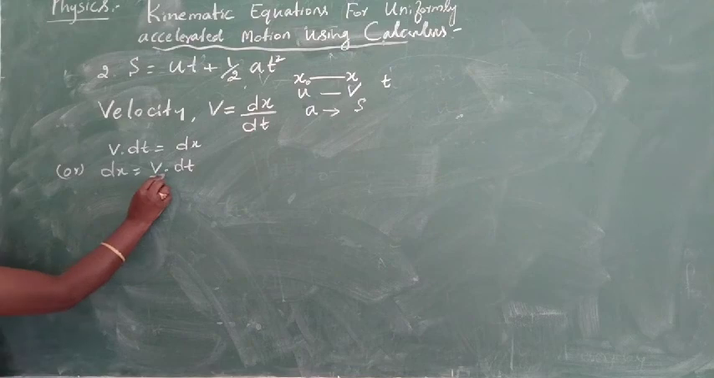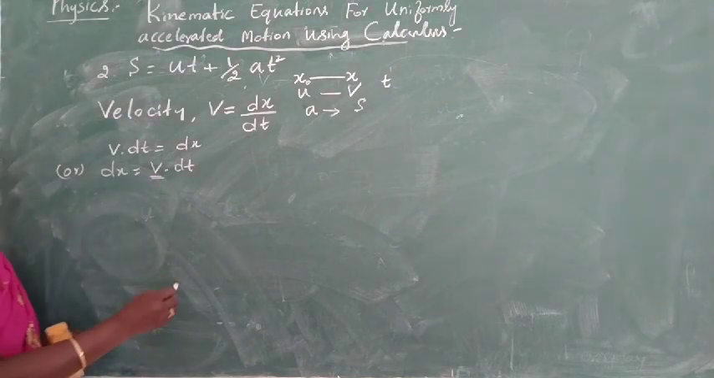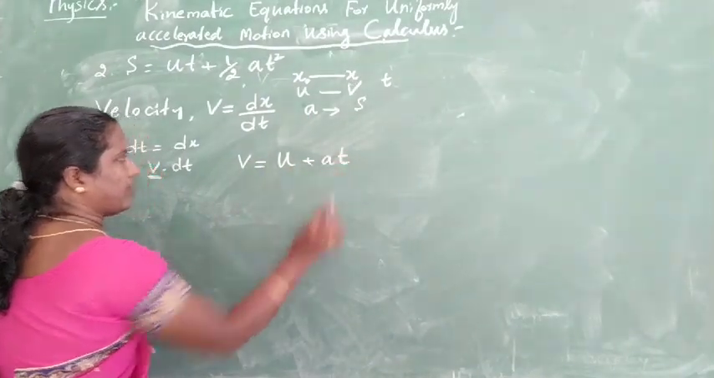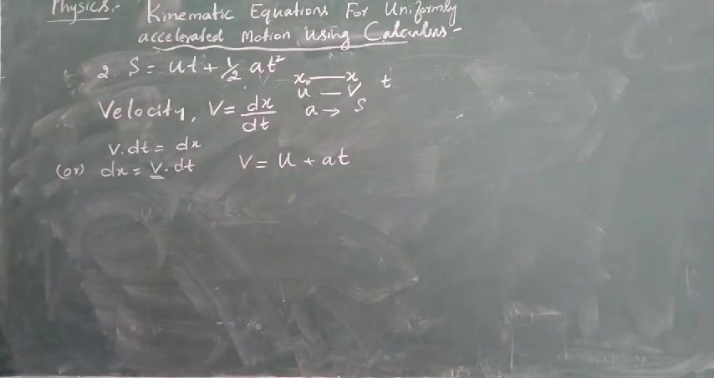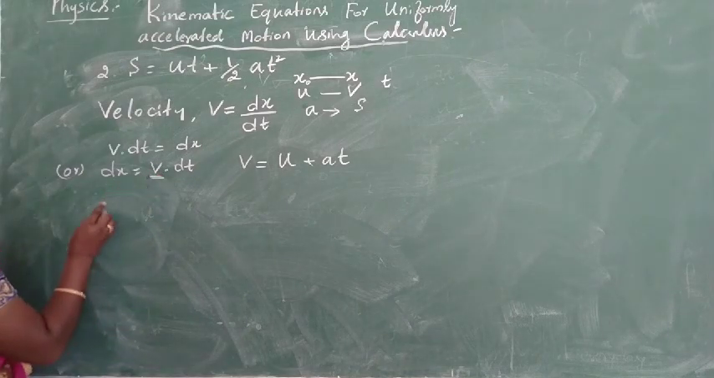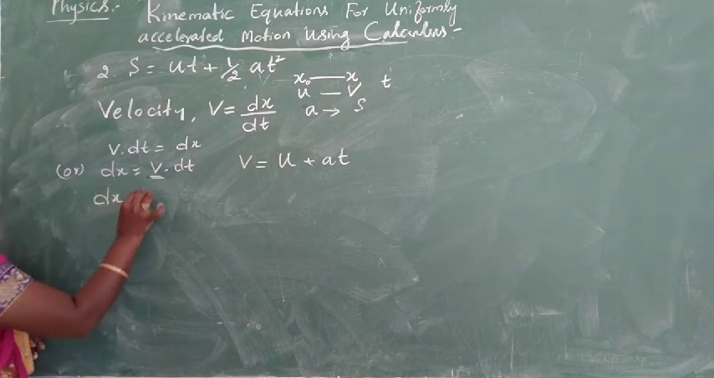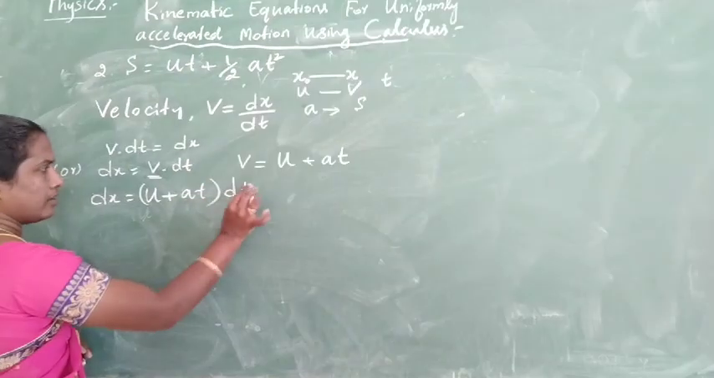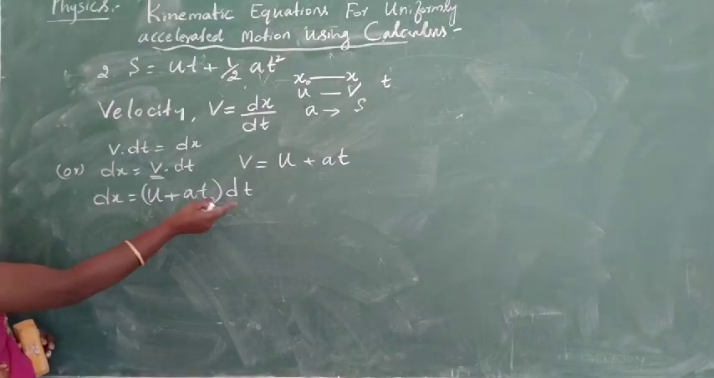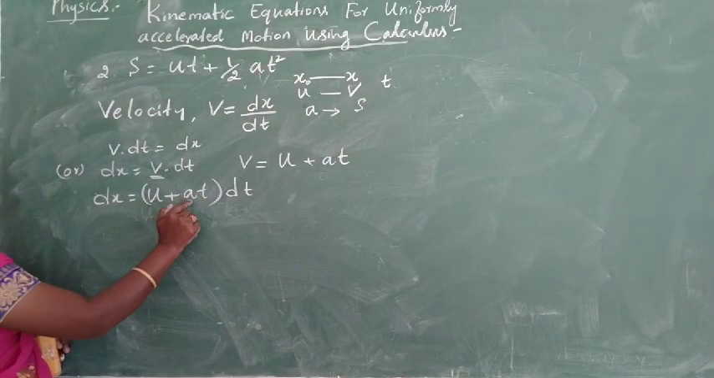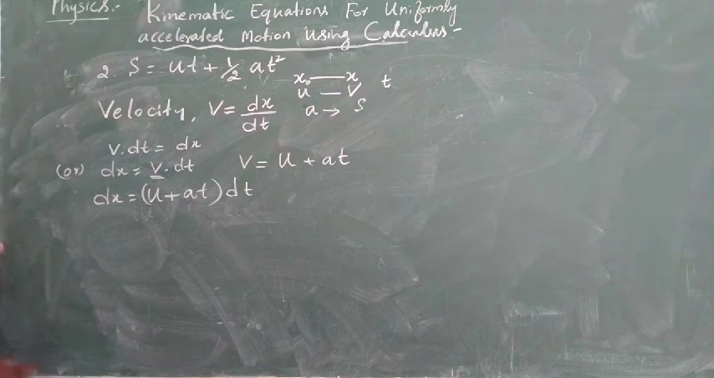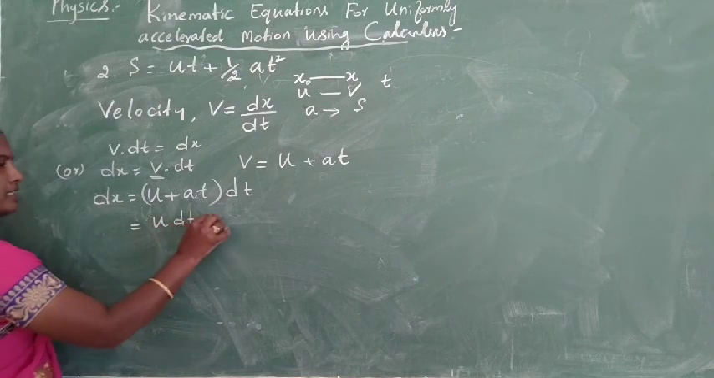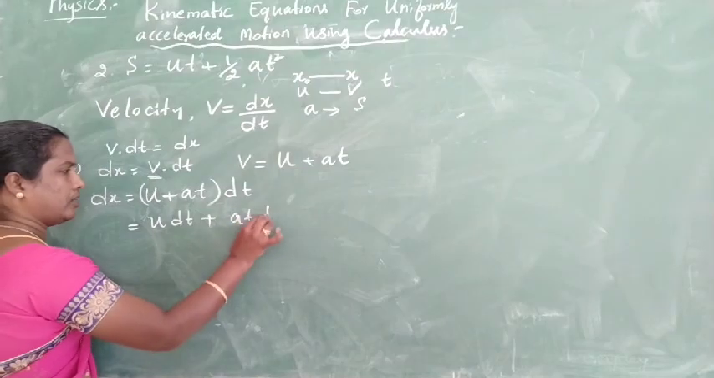Now we know the value of v from the first derivation. What is the value of v? v is equal to u plus at. You substitute it in this place. That means dx is equal to u plus at, into dt. If we have a plus b into t, dt, we can remove the bracket: a into this term and b into the other term. In the same way we remove this bracket. That means u into dt plus at into dt.